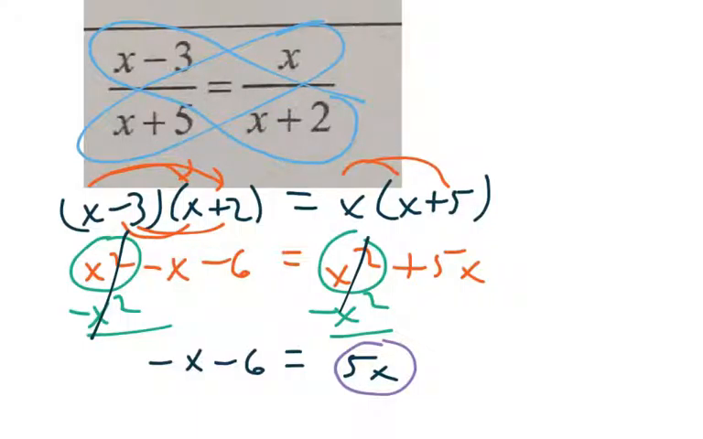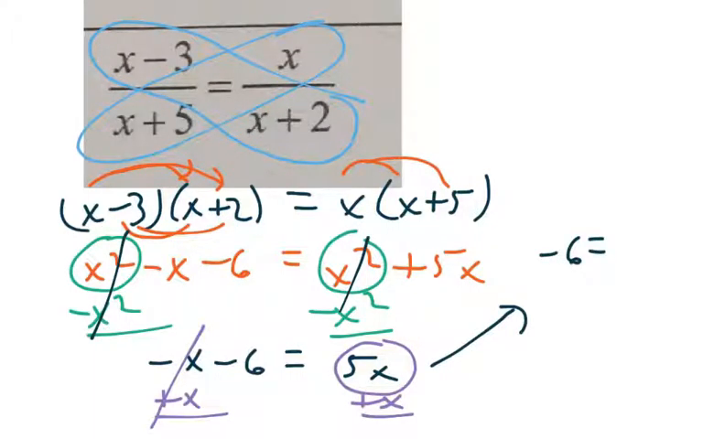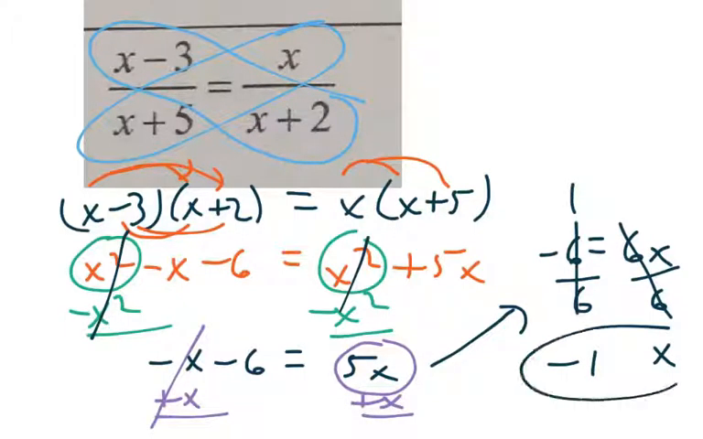So what we're going to do is go ahead and just add x to both sides. And therefore negative x plus x is gone. And so now we're just left with simply negative 6 equal to 6x. And once I divide by 6, be careful with your negatives, x is simply going to be negative 1. And let's check that answer just to make sure.